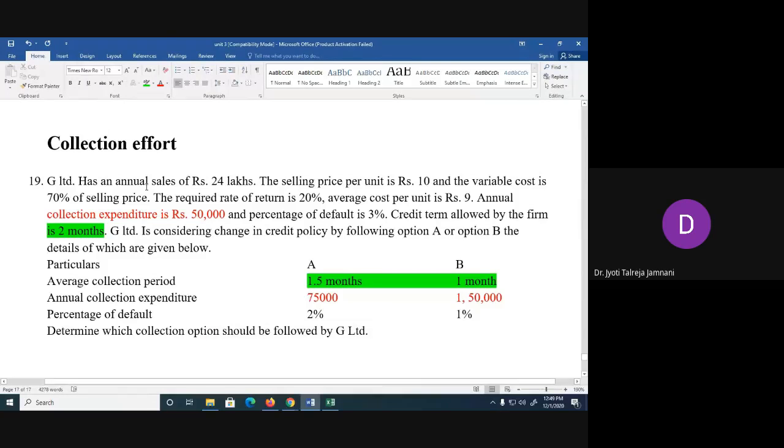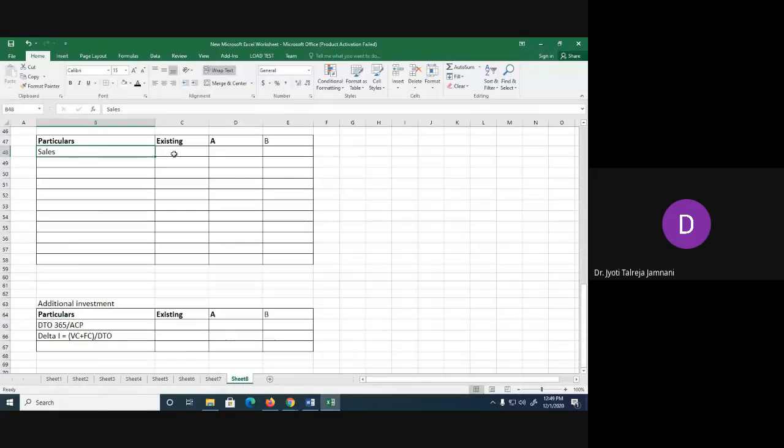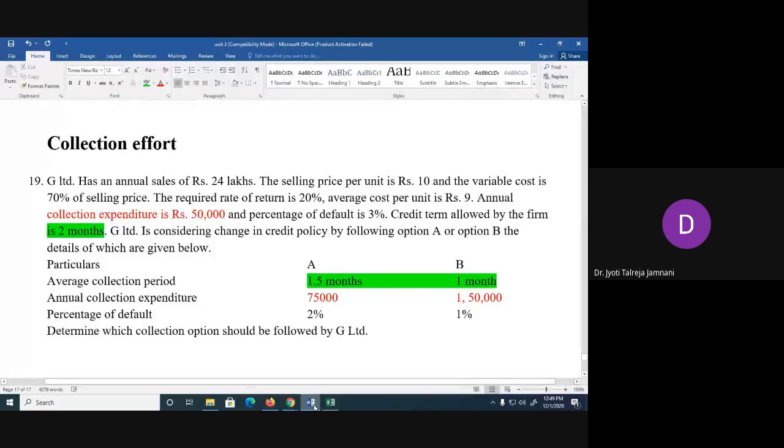G Limited has annual sales of rupees 24 lakhs. So sales 24 lakhs. The selling price per unit is 10 rupees. Variable cost is 70% of selling price. The required rate of return is 20%. Average cost is 9. Okay, they've given you the collection efforts.